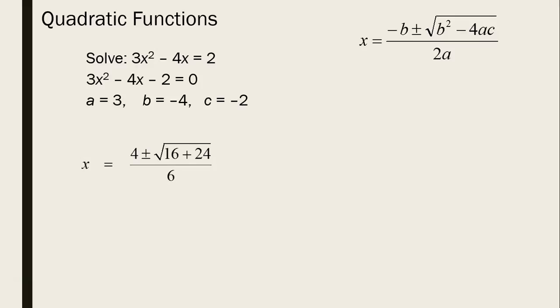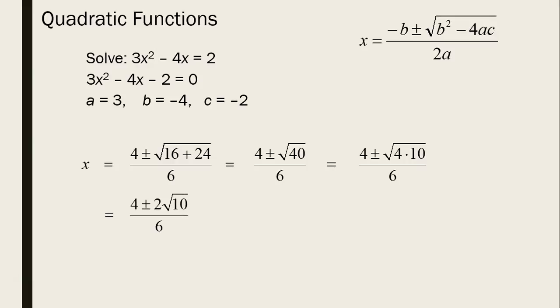Now when we do that, we get an expression that looks like this, and we can do a little bit of simplifying by adding the 16 and the 24, and then if we look at the 40, 40 has a perfect square factor of 4 in it, which means we could simplify that radical expression as 2 times the square root of 10.